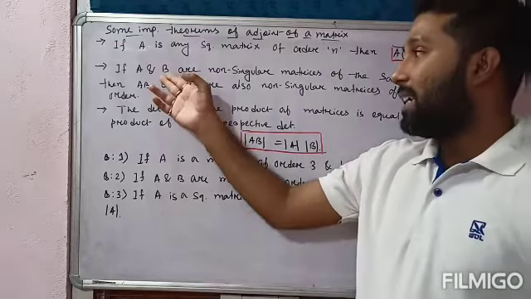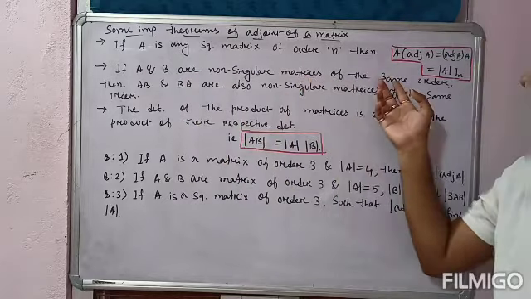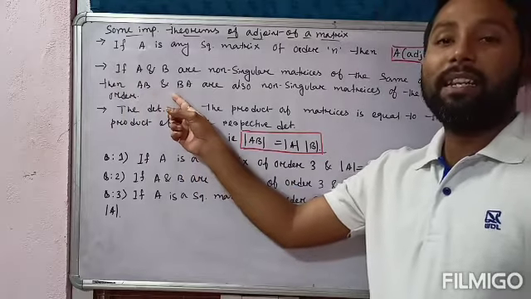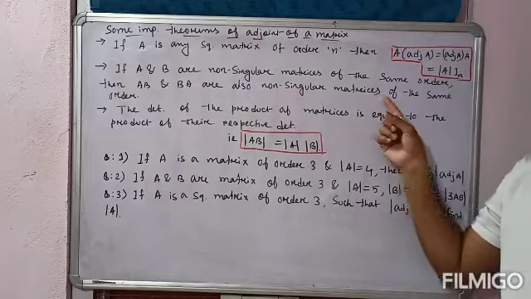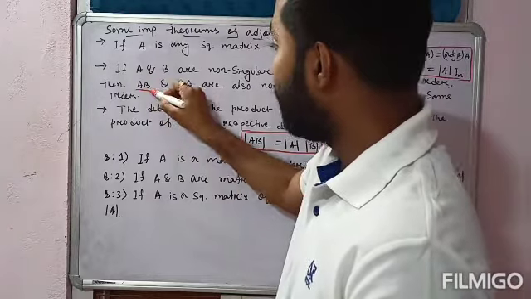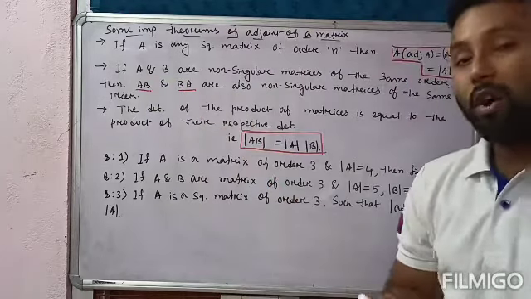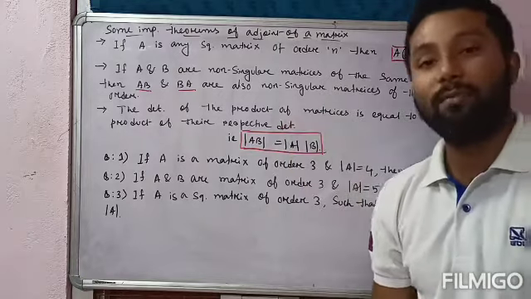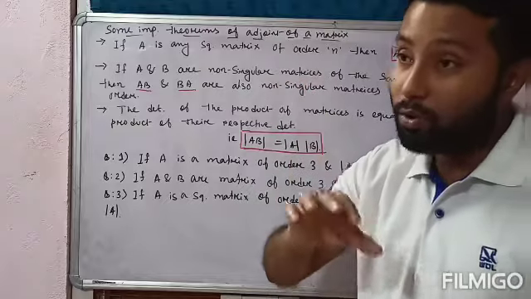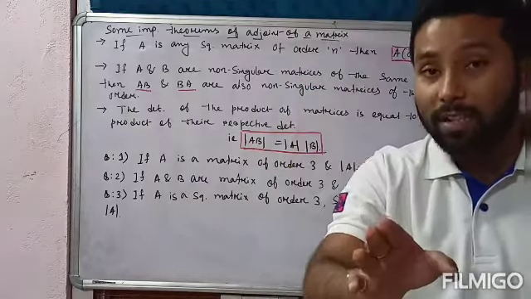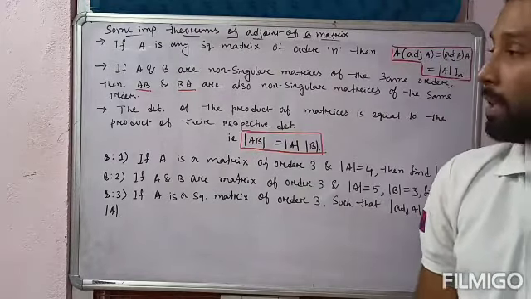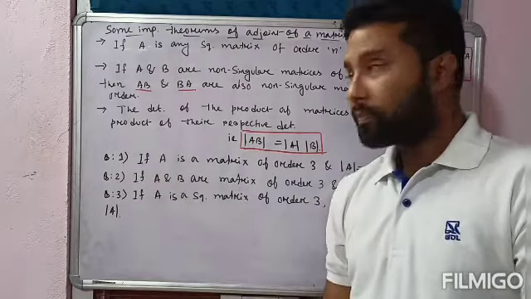So if A and B are non-singular matrices of the same order, then A into B and B into A are also non-singular matrices of the same order. This point you have to remember. Okay, A into B as well as B into A are also non-singular matrices of the same order. If A and B are both non-singular, then their products are also non-singular matrices of the same order.